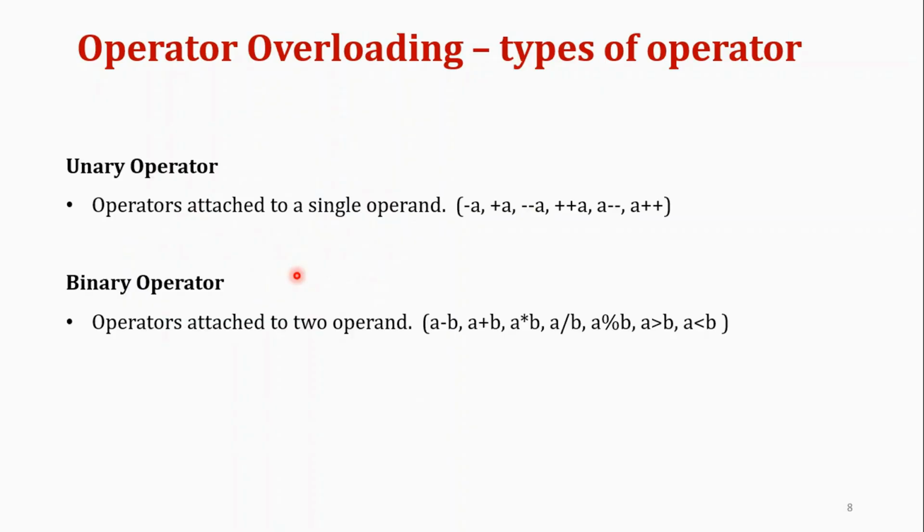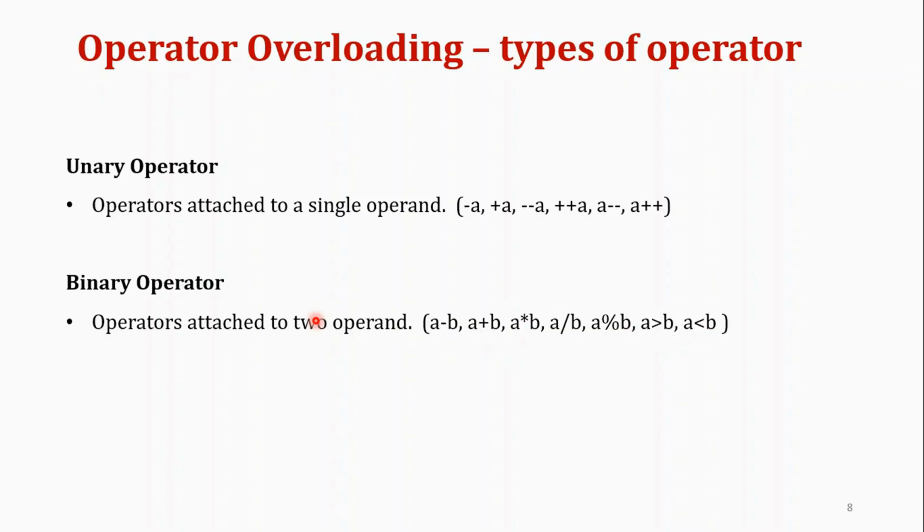In operator overloading we have two categories: unary operator overloading and binary operator overloading. Unary operator overloading means we have one operand and one operator, like minus a or plus a, where a is an object and minus or plus is the operator. Binary operators are like a minus b, a plus b: one operator and two operands, which means two objects and one operator, such as a less than b, a greater than b. These are all binary operator overloading.